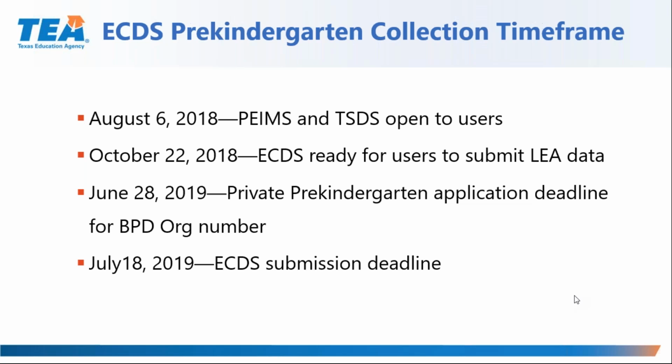We also allow for private pre-kindergarten providers to participate, which we'll talk about in a little bit. The deadline for those new private providers to request a BPD organization number is June 28th. And then July 18th, 2019 is the end of the ECDS data collection. So we will complete the pre-kindergarten portion of the ECDS submission, and all data would need to be submitted by that time frame.